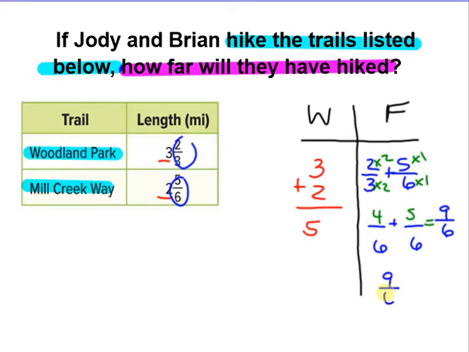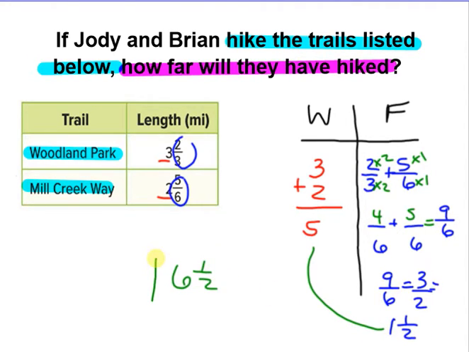Now 9 over 6 can be simplified with a GCF of 3. So 9 divided by 3 is 3, and 6 divided by 3 is 2. Now, this is still an improper fraction, so I need to fix that into a mixed number so I can marry it with this guy over here. So that's going to be 1 1/2. And now I can sort of bring the two together. So 5 wholes and 1 whole is 6 wholes, and then I'm going to keep the 1/2 fraction there. So they have hiked 6 1/2 miles.